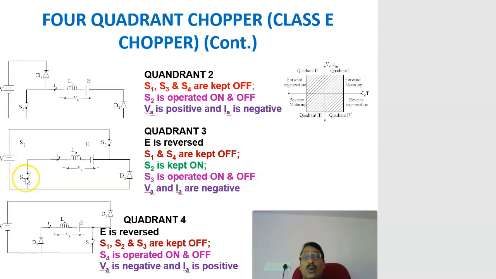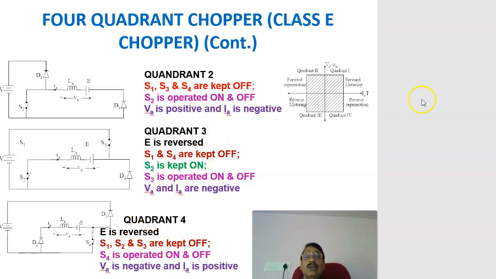By controlling this, you can get the average voltage VA equal to negative. Similarly, the average current is negative. You are getting negative voltage as well as negative current. Always the current will be in this direction, and you will be getting a reverse voltage. That is why it is made to work in the reverse motoring operation. This is called quadrant 3 operation.